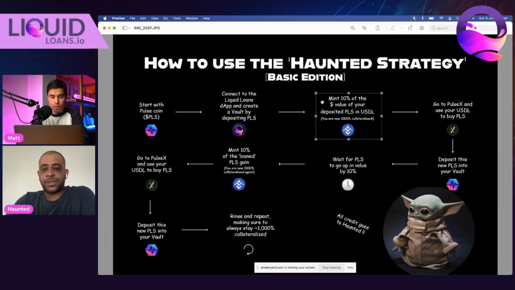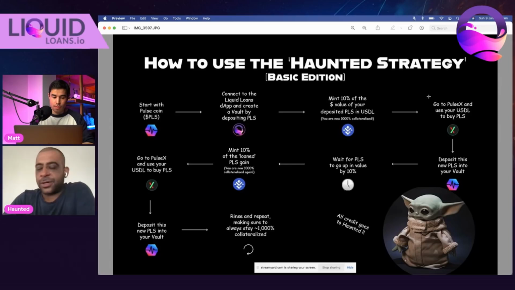Whatever our value is, whether it's 30,000, 40,000, 50,000, we only take a loan of 10% of the value, which is 1,000% collateral. A nice high collateral ratio there. Yeah, so it could sustain a 98 point something percent dip before you get liquidated. So what you do with that, you go to PulseX, you use your USDL to buy more Pulse.